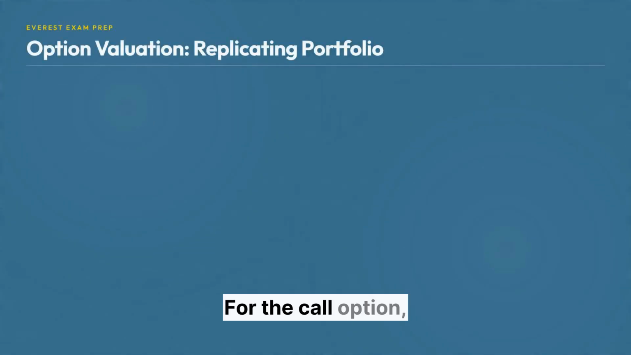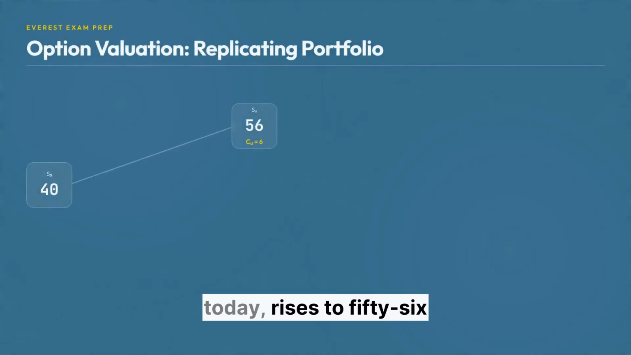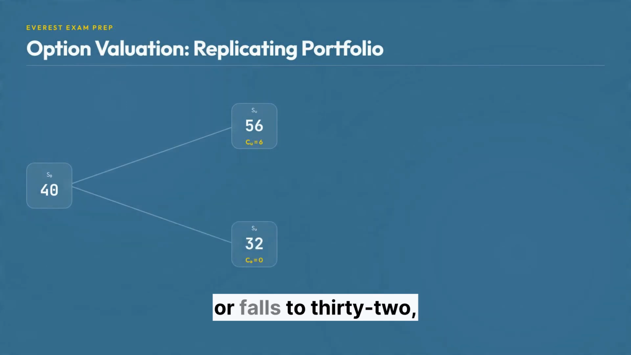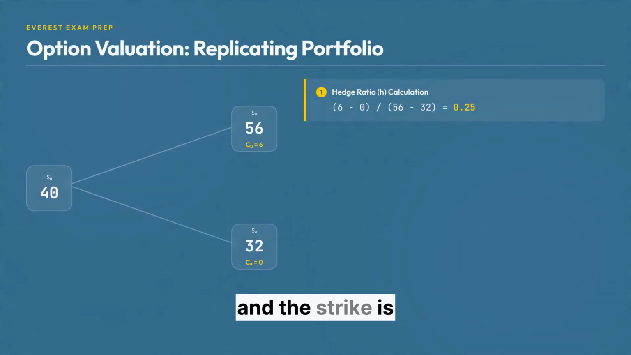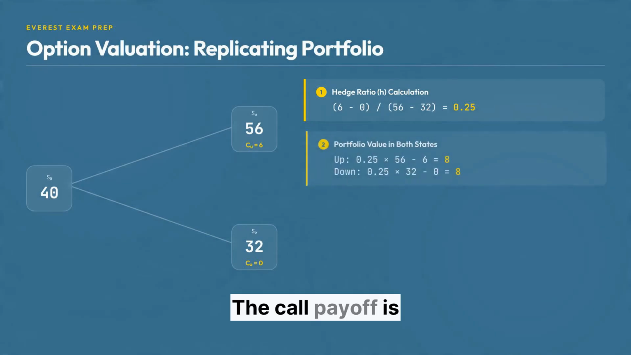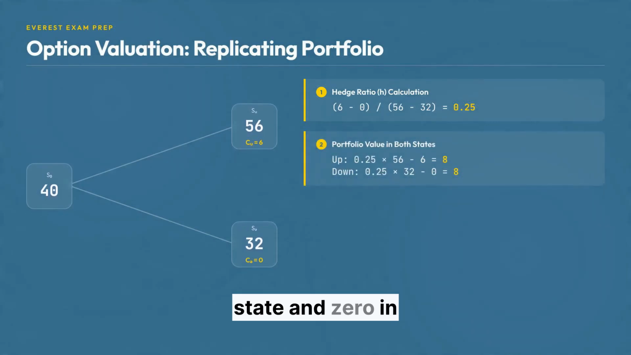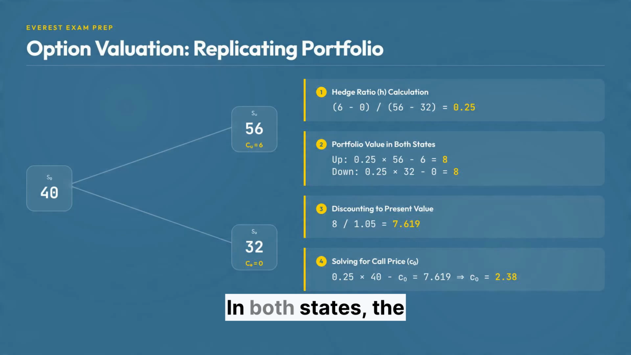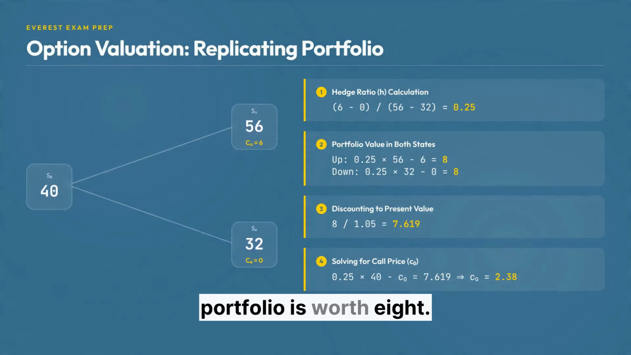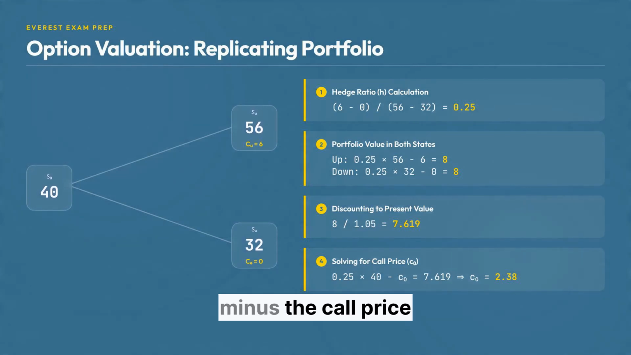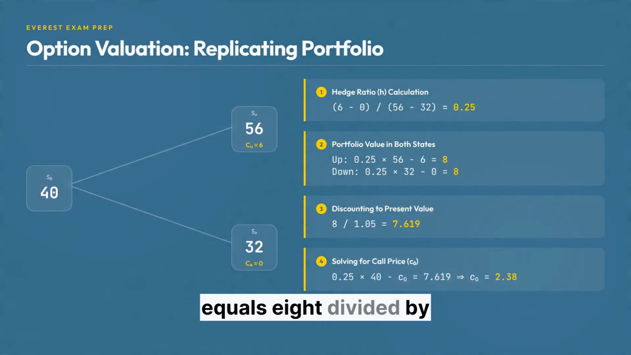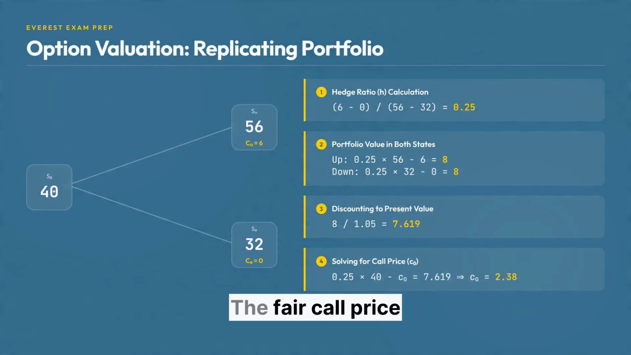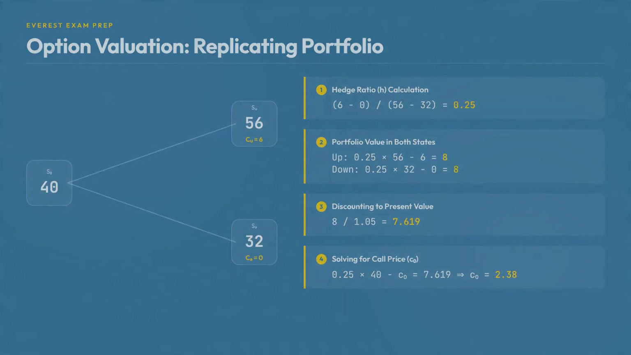For the call option, the asset is 40 today, rises to 56 or falls to 32, and the strike is 50. The call payoff is 6 in the up state and 0 in the down state. Buy 0.25 units of the asset and sell the call. In both states, the portfolio is worth 8. Discount 8 at 5%, then solve. 10 minus the call price equals 8 divided by 1.05. The fair call price is approximately 2.38.